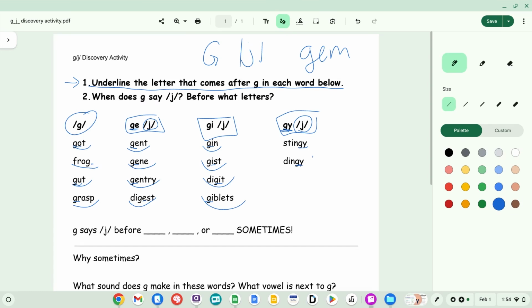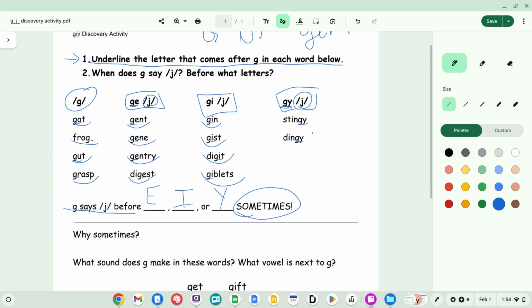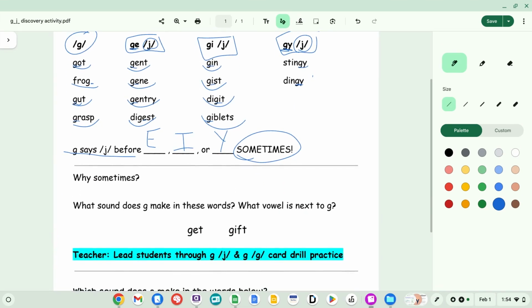So I want my students to start to notice that G says J before the letters E, I, or Y, sometimes. Why sometimes? Because it doesn't work all the time. So what sound does G make in these words? This is the word get. I notice that E is right there, and yet this makes its hard sound, which is G, like in get.